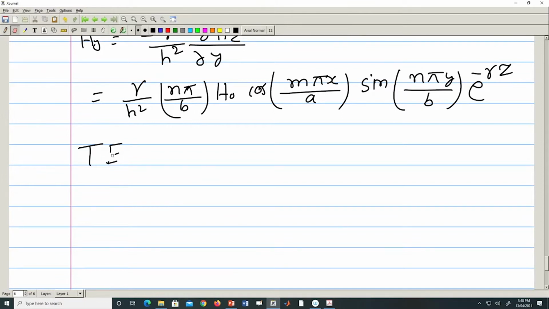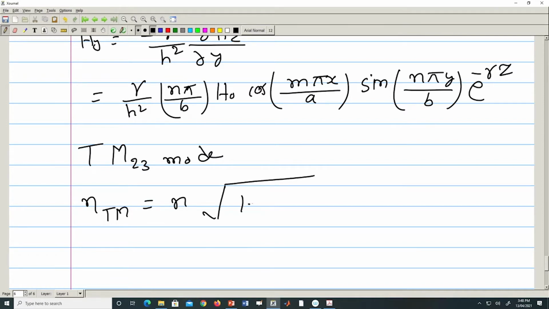For TM23 mode we will calculate the eta. So, for the TM mode, eta TM we know eta times square root of 1 minus Fc upon F whole square. So, this is the formula to calculate the impedance. So, eta will be, and here we have to see that eta is free space, it is given air filled rectangular waveguide. So, if it is air filled, then there is no problem. So, eta will be 120 pi or 377 ohm.